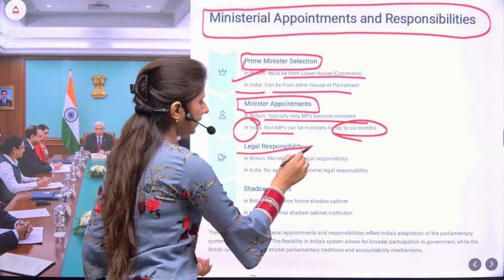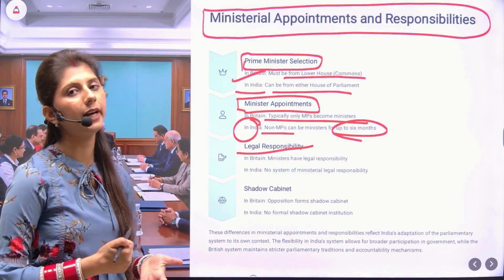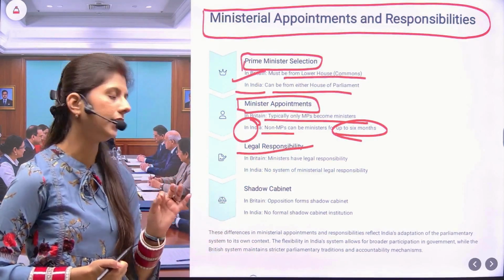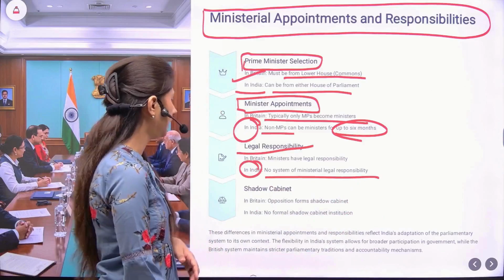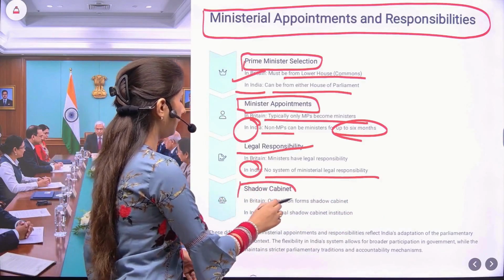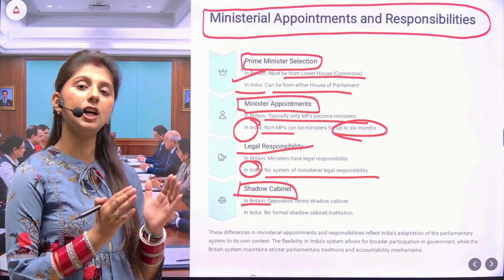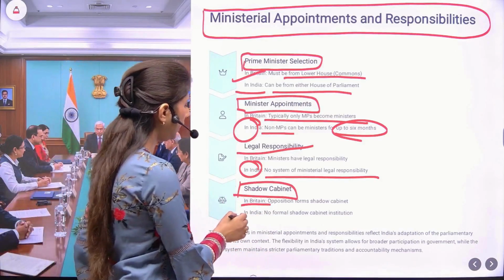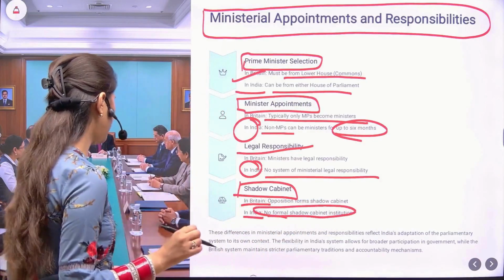The legal responsibility. In Britain, ministers hold a legal responsibility. They are accountable for all the actions legally. But in India, there is no such concept of legal responsibility. Next, the concept of shadow cabinet. In Britain, usually, the opposition party forms a shadow cabinet. In India, there is no formal shadow cabinet situation.